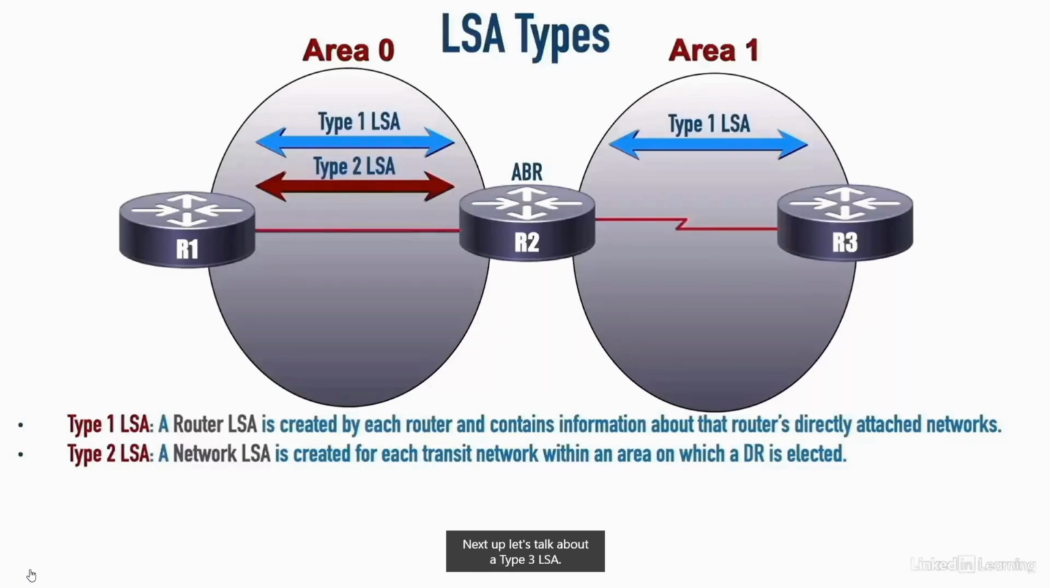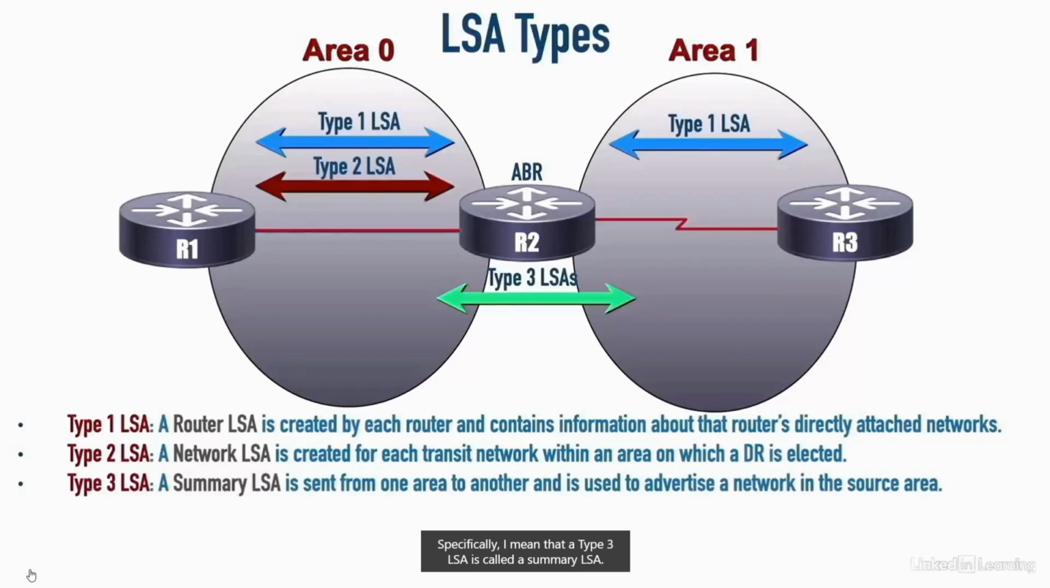Next up, let's talk about a Type 3 LSA. And I think a Type 3 LSA has an unfortunate name because I think it can lead to some confusion. Specifically, I mean that a Type 3 LSA is called a summary LSA. And oftentimes in networking, when we hear the word summary, we think of network summarization. We look at all these networks and we say, hey, they've got the first 19 bits in common, for example, and we'll advertise just one network with a 19-bit subnet mask. That is not what we're talking about here. In this context, a summary refers to summary information.